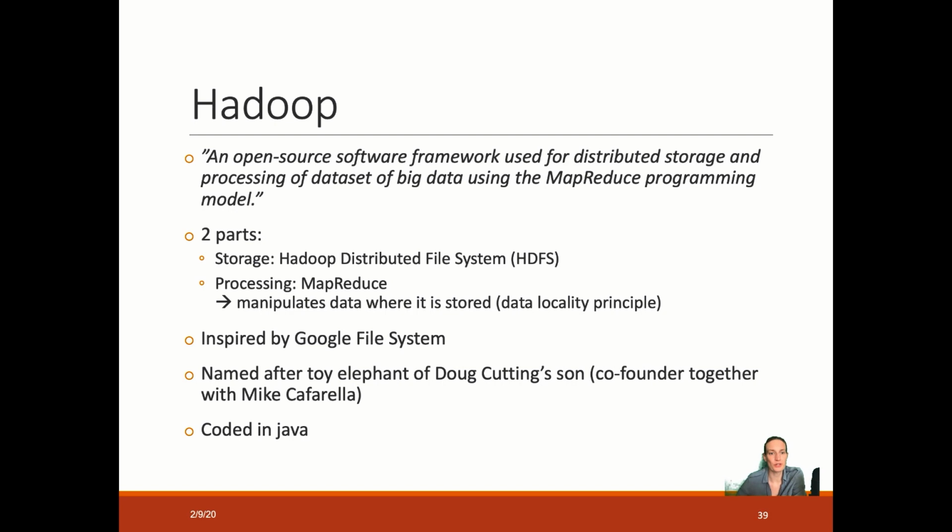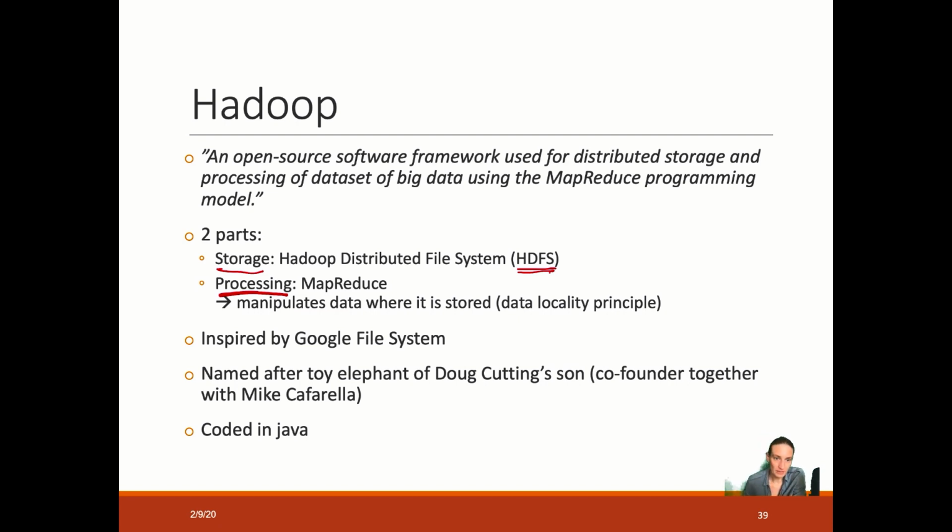Hadoop's an open source software framework which is used for distributed storage, distributing your data over multiple data nodes, and processing of data sets of big data using the MapReduce programming model. So it has two parts to it. It has a storage part on a Hadoop file system, which we refer to as HDFS, and then there's a processing part to it, which is the MapReduce, which we'll look at in more detail.